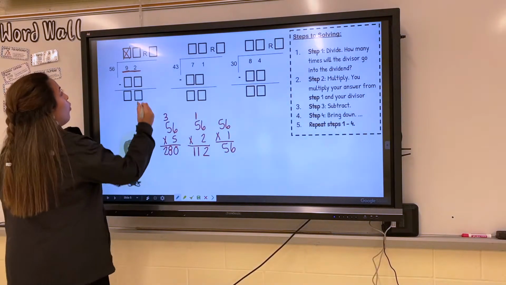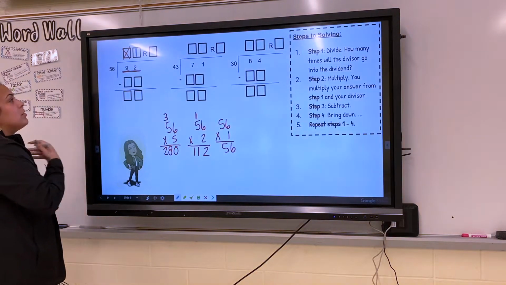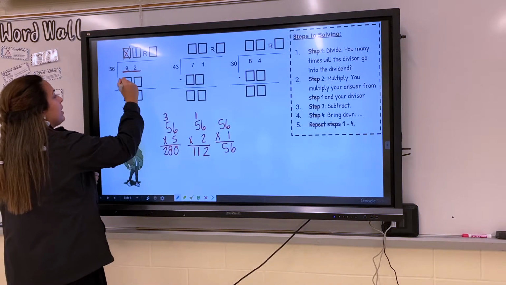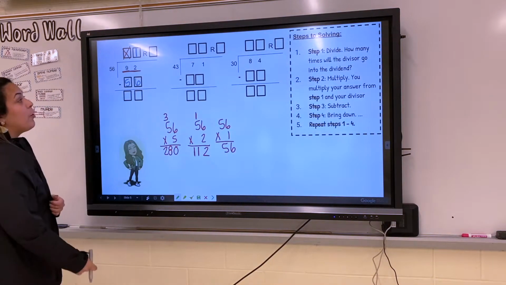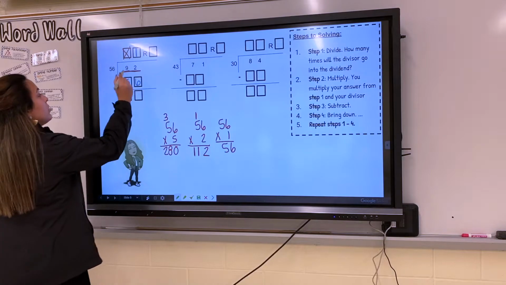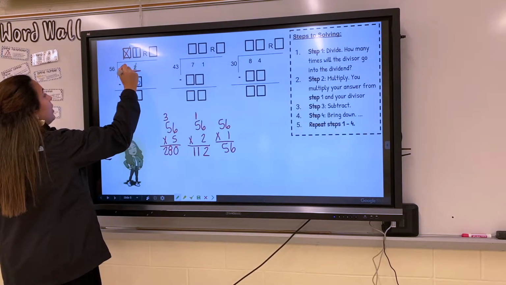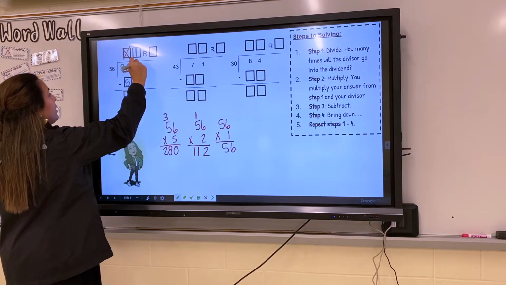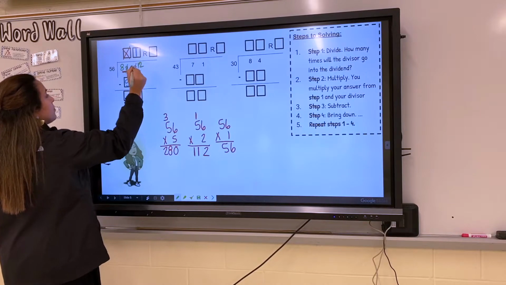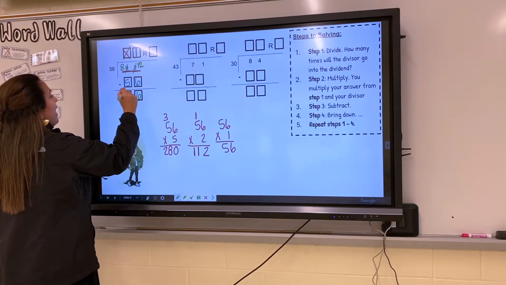I'm going to write 1 right here. Ooh, my voice. 1 times 56 is 56. And then now I'm going to subtract. 2 minus 6, well, I can't do that. So I need to borrow. This 9 becomes an 8. This 2 becomes a 12. 12 minus 6 is 6. 8 minus 5 is 3.